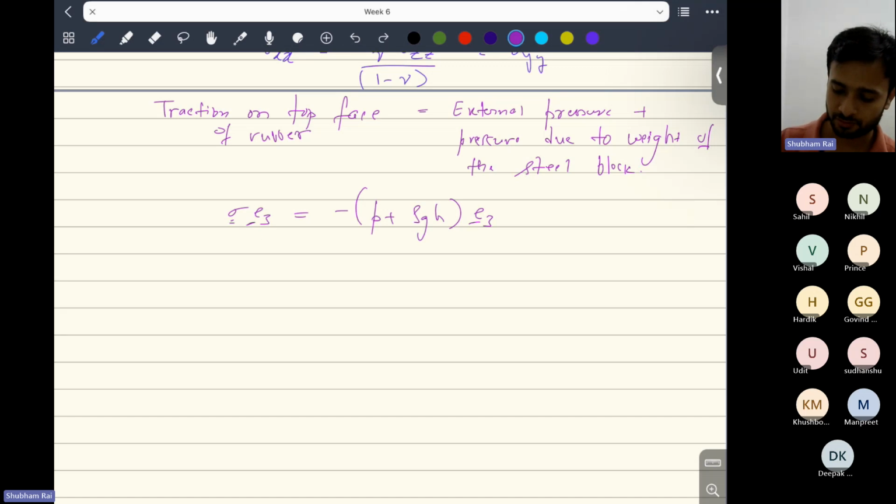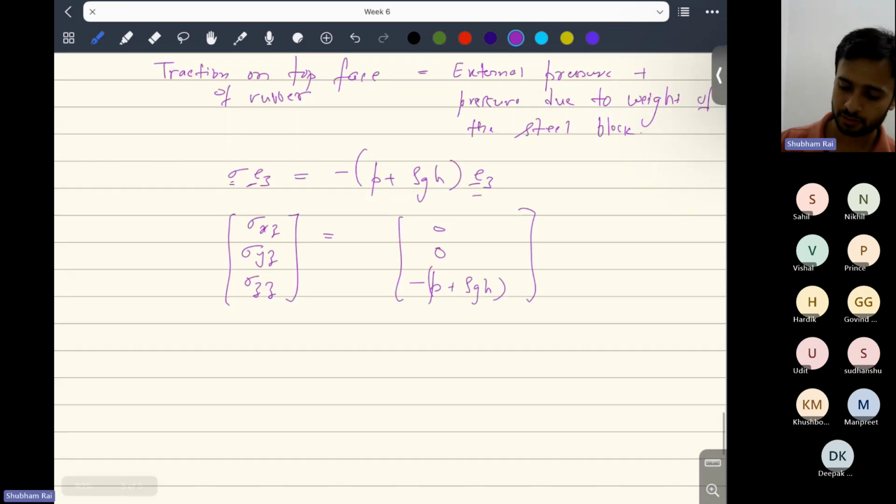So if you do that, this will be third column. So this will be sigma xz, sigma yz, and sigma zz. Right. This is the vector that you will get, and that should be equal to this. This is E3, so positive components will be 0. So 0, 0, minus P plus rho GH.